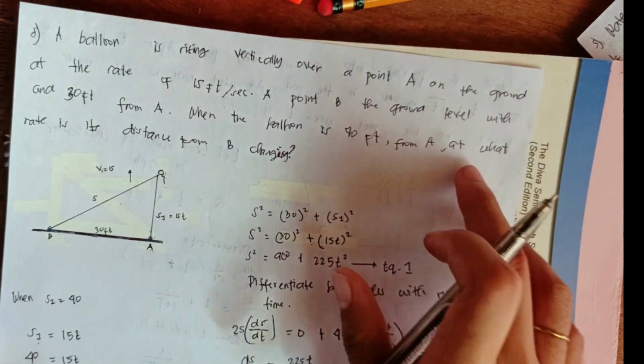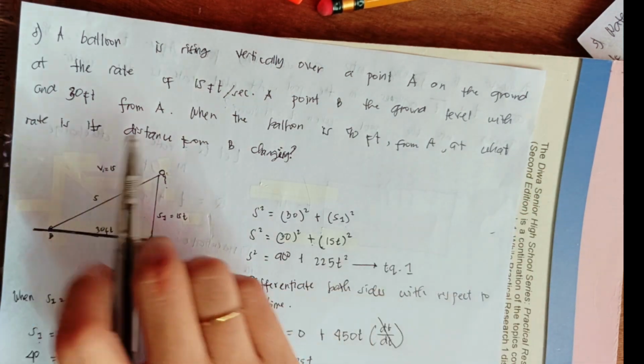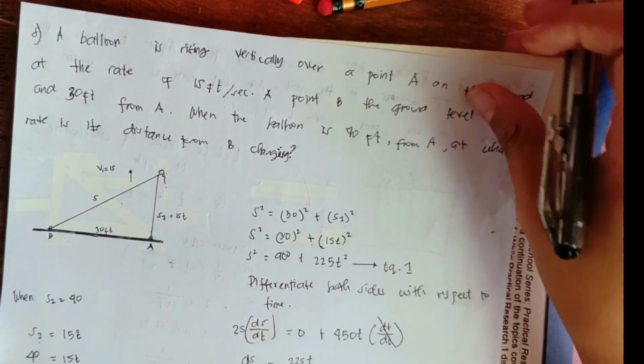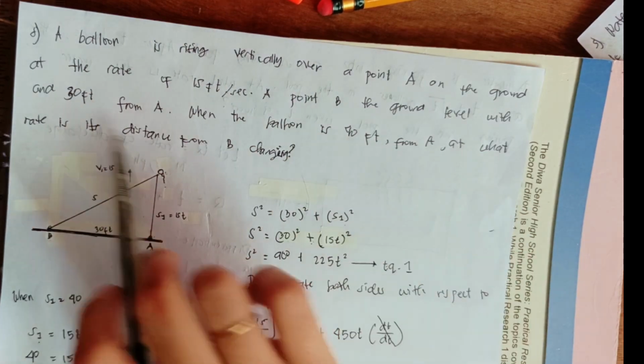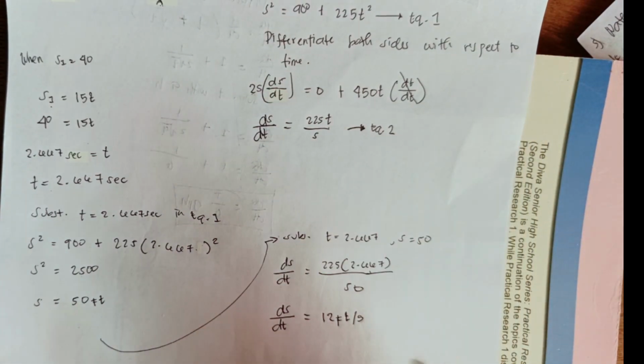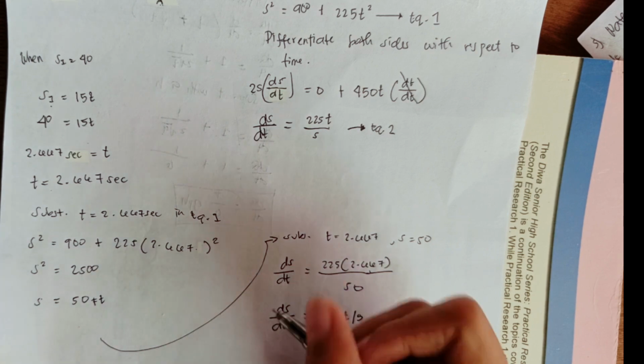So, ngayon naman about that, what rate is its distance from B changing? So, when the balloon is 40 feet from A, at what rate is its distance from B changing? So, it changes 12 feet per second.